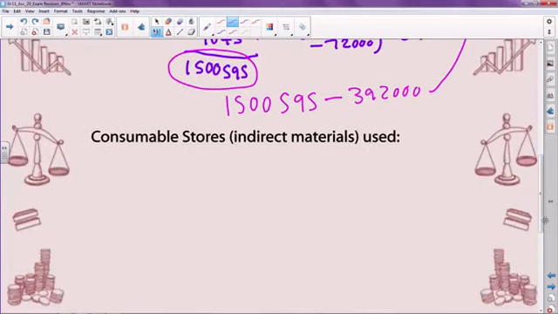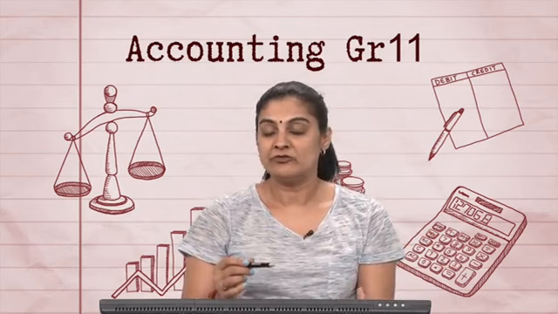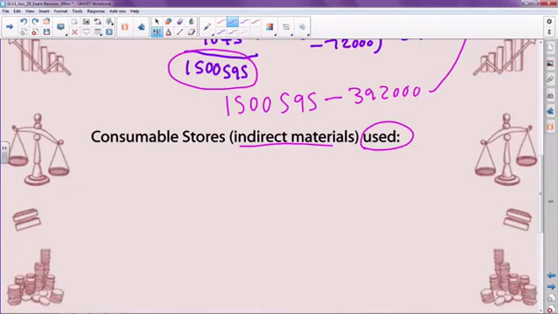Right, let's move on. Okay, the next calculation, consumable stores or indirect materials that were used by the business. So once again, you can choose to do a ledger account or you can choose to show a calculation. So let's do a calculation instead of a ledger account. I've done the ledger account already. So how am I going to go about calculating my consumable stores or the indirect materials that were used? I'm going to put up a formula, and hopefully this formula, you've used this before, hopefully it makes sense.